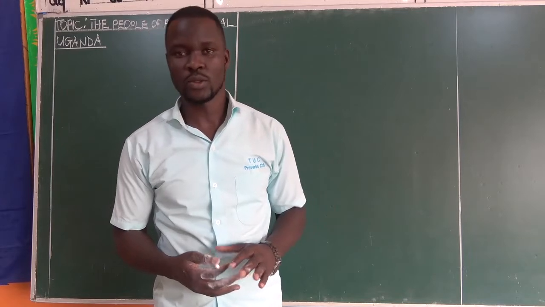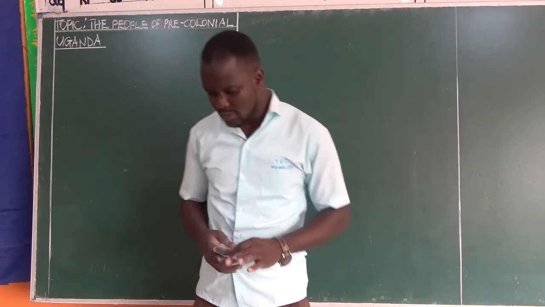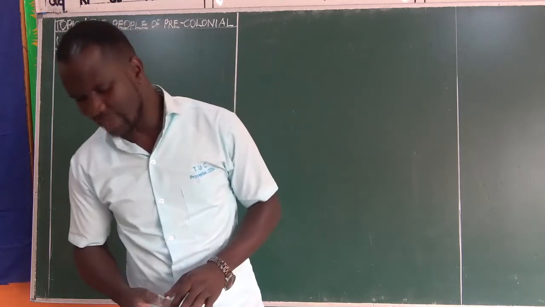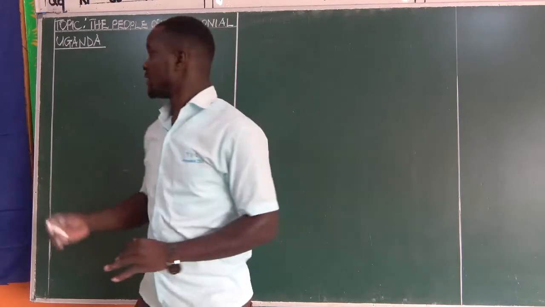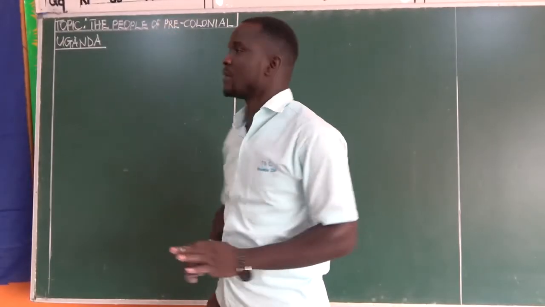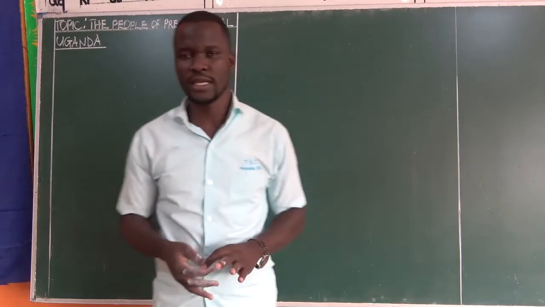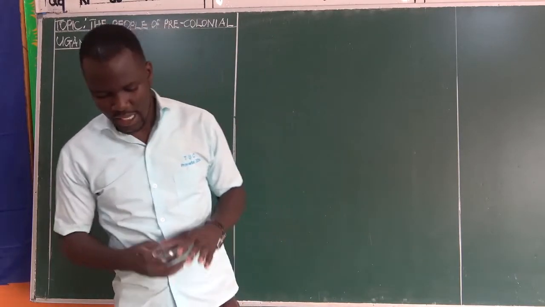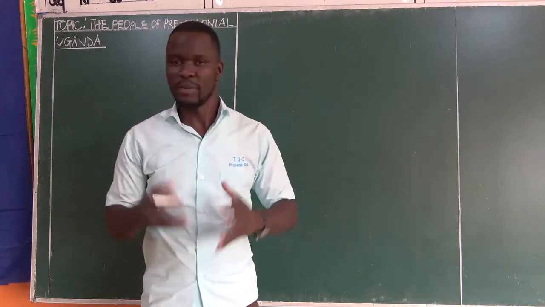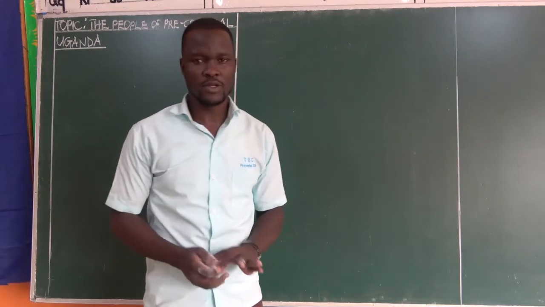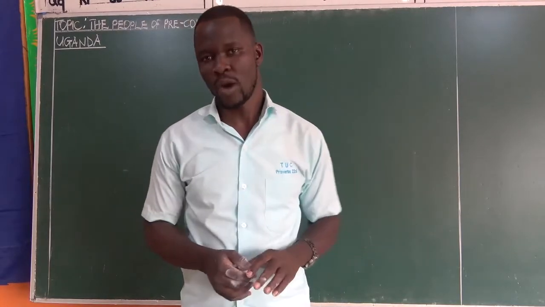We are going to discuss our first topic in Term 2, Primary 5. We are going to be having 4 topics in this term. The first is what we are having on our board, the people of pre-colonial Uganda. After that, we shall be looking at foreign influence in Uganda. Then we shall look at how Uganda became a nation, and finally the road to independence. So these are the 4 that we are going to add on the 5 that we finished in term 1.